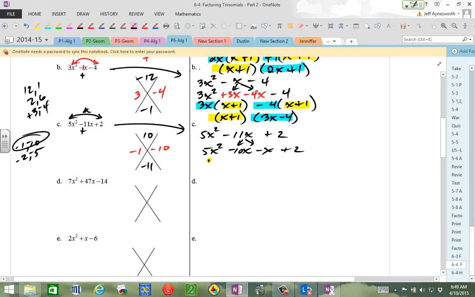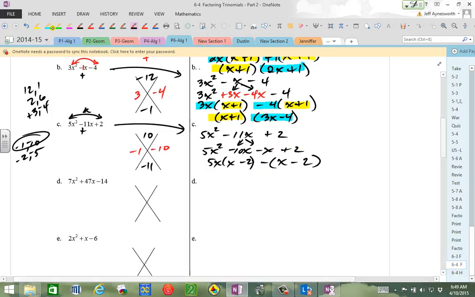So I'm going to factor out a 5x here. 5x times x is 5x squared. 5x times negative 2 is negative 10x. Here, there's nothing common, but I need to distribute out a negative. When I told you guys that whenever that term is negative, distribute it out. So let's distribute it out. Negative 1 times x is negative x. Negative 1 times a negative 2 gives you a positive 2. So when you distribute out the negative, the signs change.